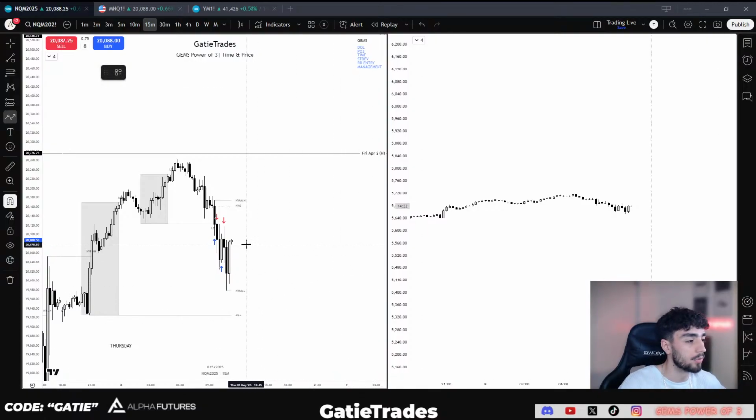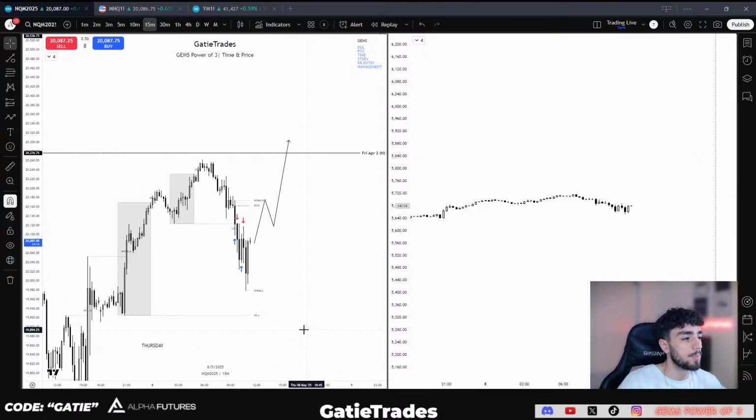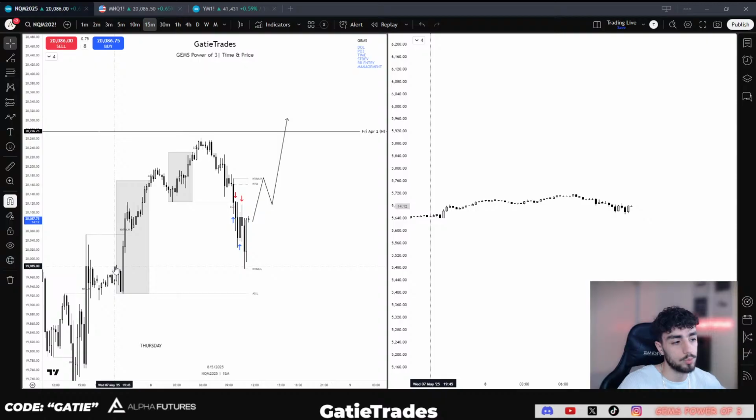Probably the best trade that can form is if we form a 15-minute bullish fair value gap, trade back into it, and then you find a confirmation higher. That's my opinion, but who knows?